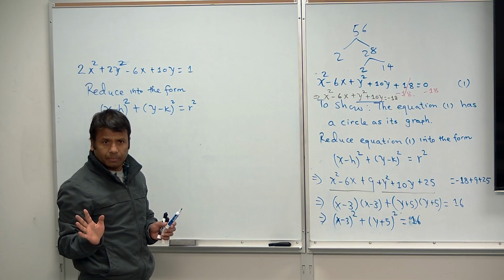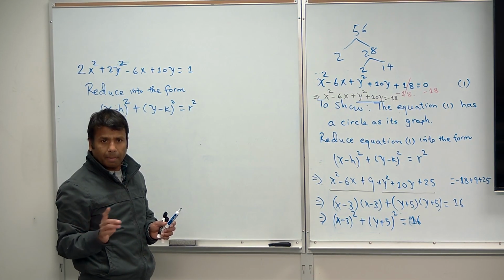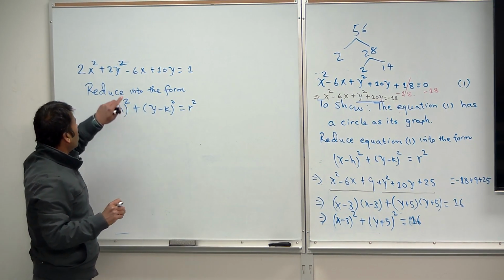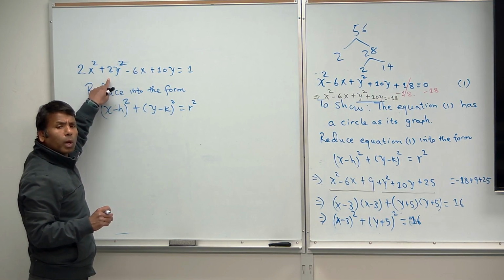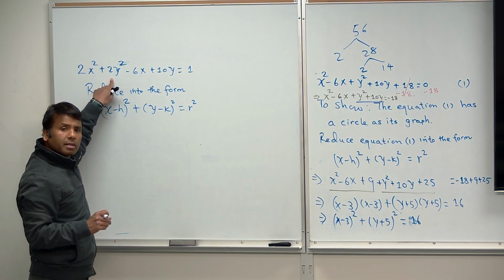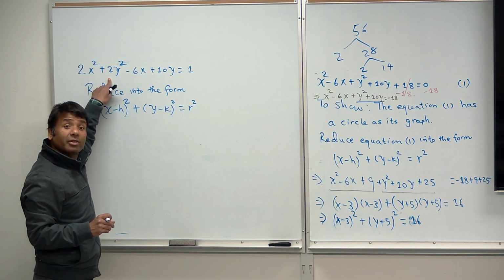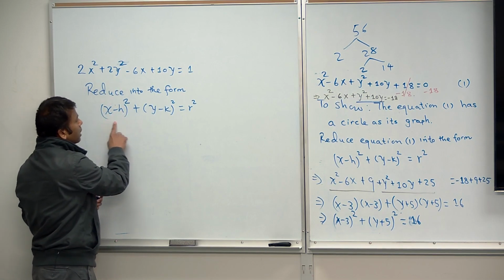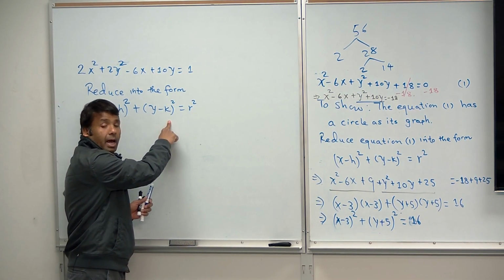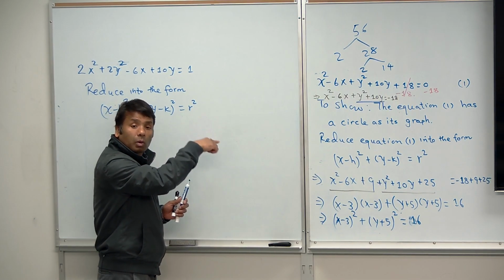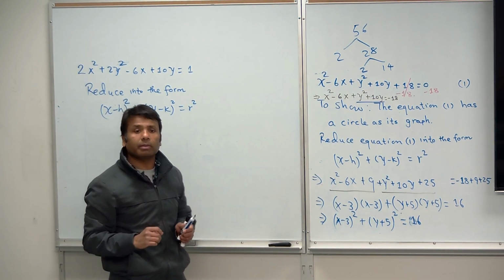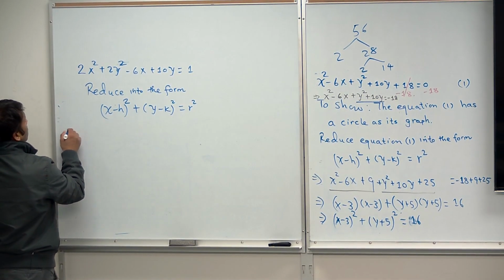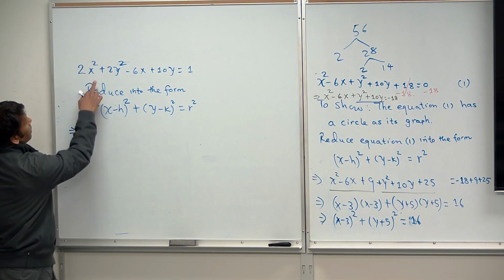Are you with me? Did you get it? So let me say that again. What you are going to do is show this equation has a circle as its graph. That means you reduce this equation into this form, and you have to show the value of r squared is positive. So how do you reduce this into this form?